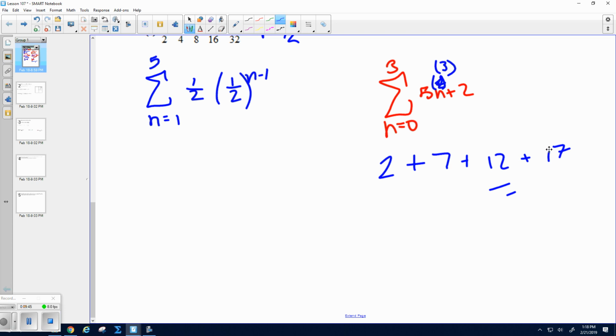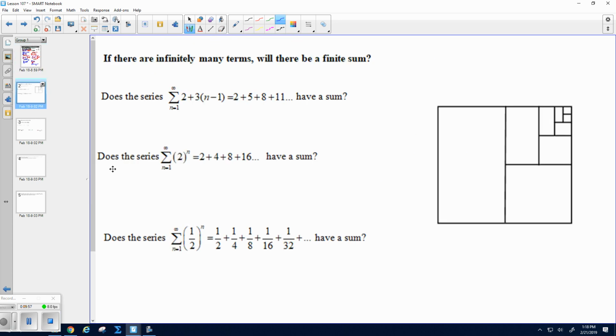So sometimes they'll give it to you the other way around. You don't have to write the formula. You actually find the sum. How did I know to stop at 3? Because that's my n number. And start at 0? Because that's what they gave me down here. Okay? All right.